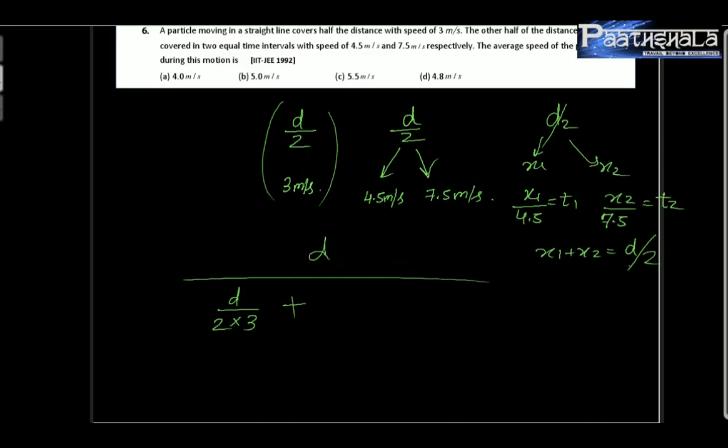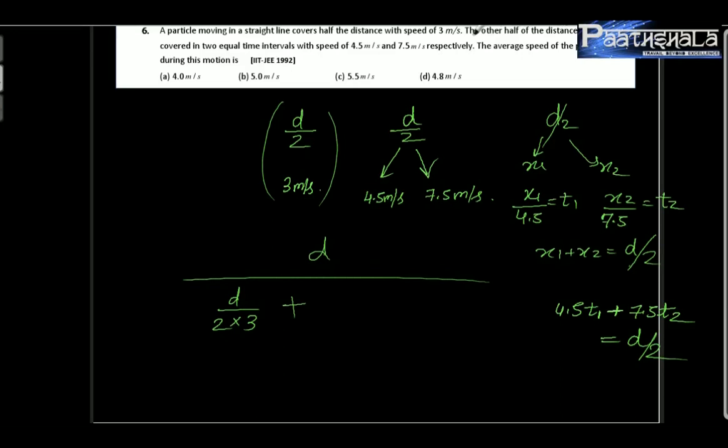Another relation that we have is 4.5 t1 plus 7.5 t2 is equal to d by 2, right? But that's not really giving us something new. Okay, look here, this data we are ignoring.